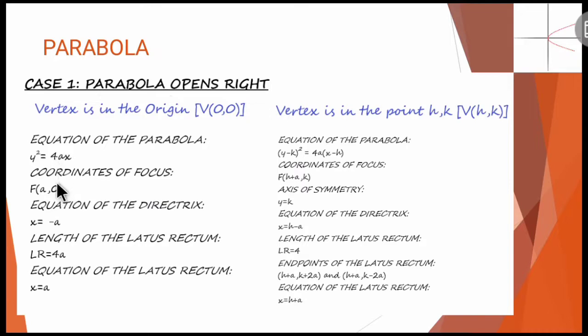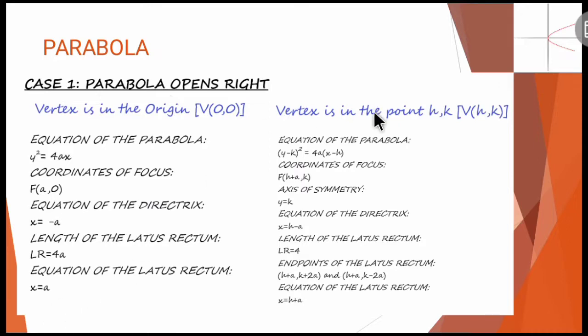Next, the coordinates of the focus: we have (a, 0). We will find out how to solve for a. The equation of the directrix is x equals negative a. The length of the latus rectum, LR, where LR stands for latus rectum, is 4a, and the equation of the latus rectum is x equals a.